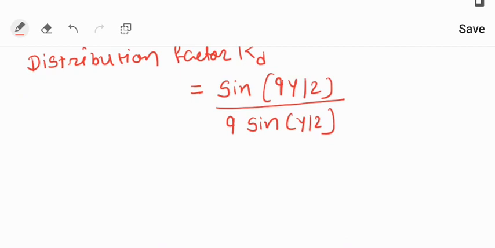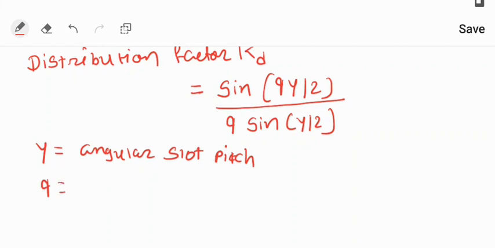The question that was immediately asked in your mind is, what is y? It is denoted over here. So y stands for the angular slot pitch. And we already found the value of Q over here, that is equal to 4.